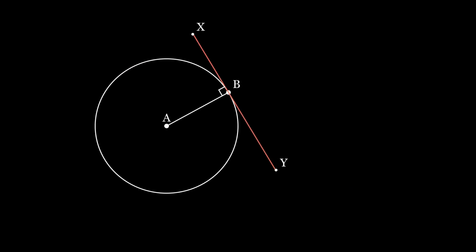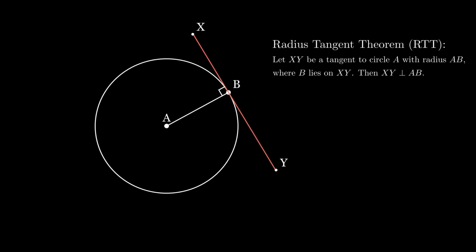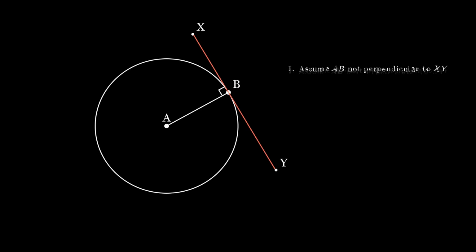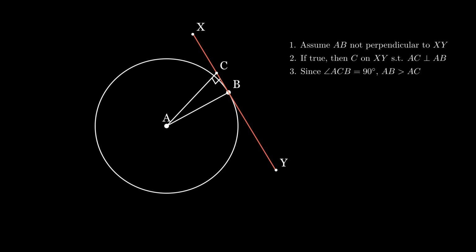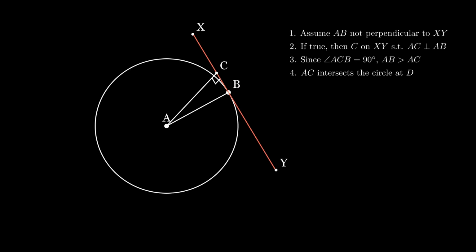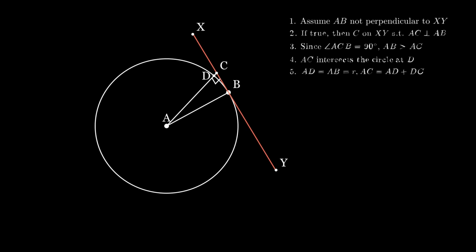First, we need to prove the radius tangent theorem, which states that if XY is tangent to a circle A with radius AB, where B is on XY, then XY must be perpendicular to AB. First, we assume AB is not perpendicular to XY. If that's true, then there must be a C somewhere on XY such that AC is perpendicular to XY. Since in this case ACB is 90 degrees, then AB must be greater than AC. And we can see AC intersects the circle at D.